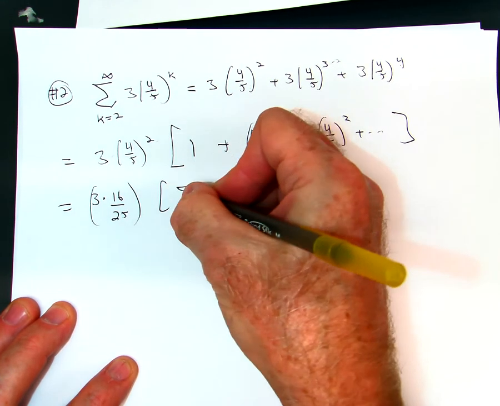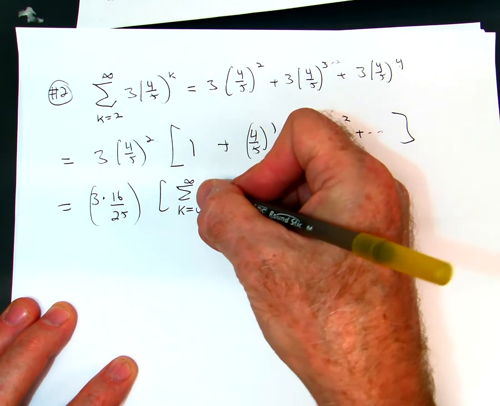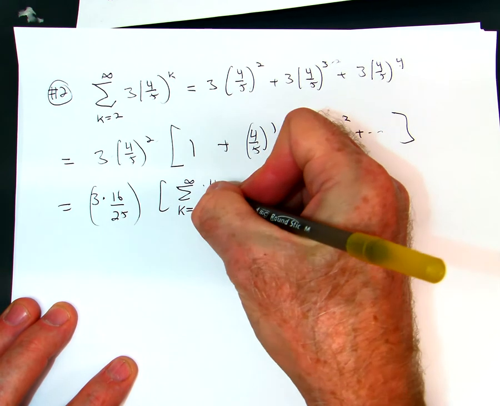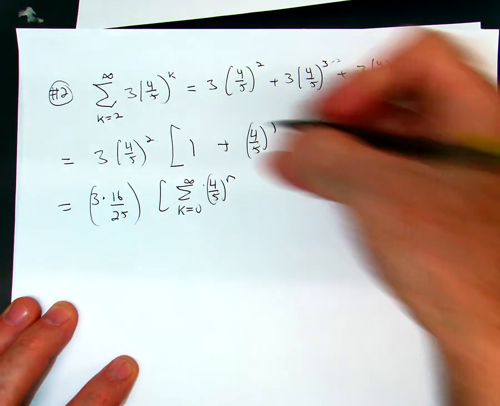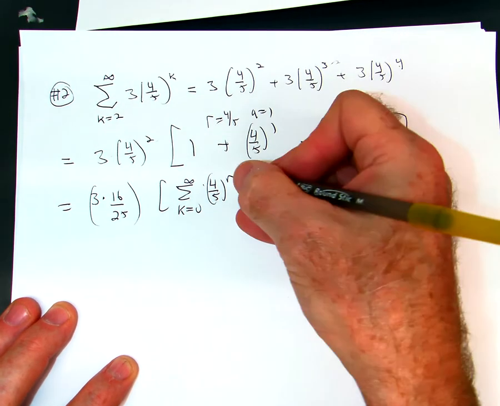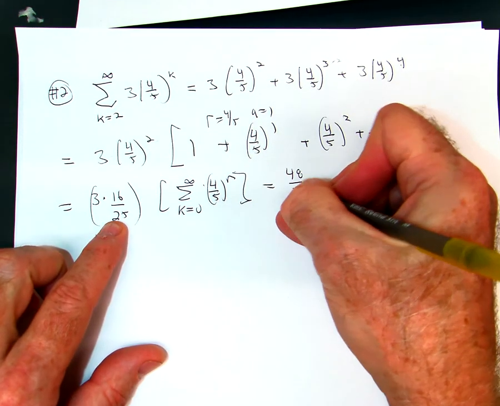This is going to be the sum from k equals 0 to infinity. Sorry, a is 1, I'm not going to write that. So this is just going to be 4/5 to the r. So here I'm saying r is 4/5. A is equal to 1. So this is 48 over 25.